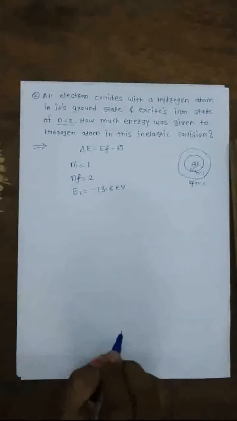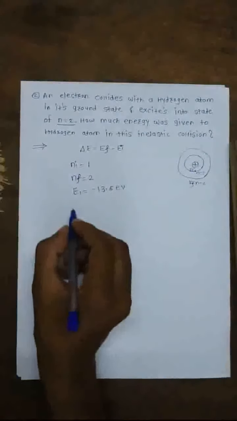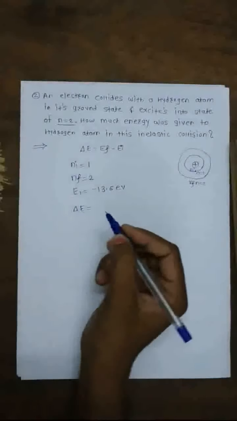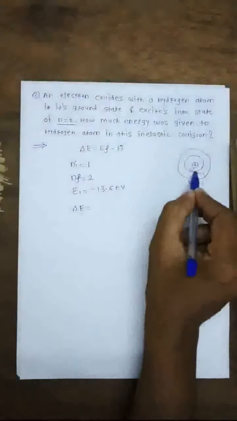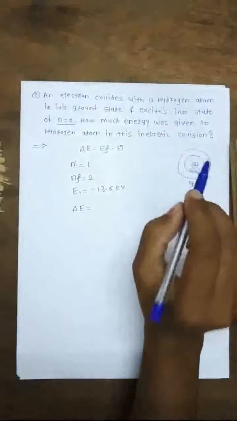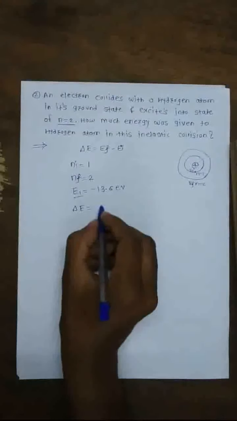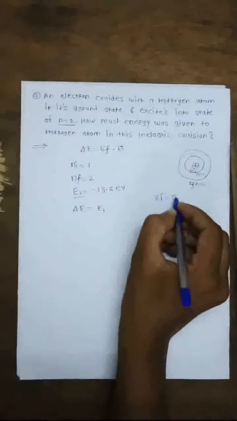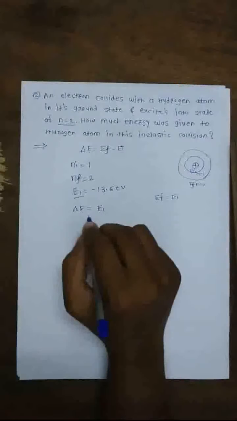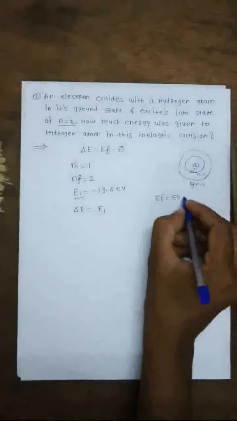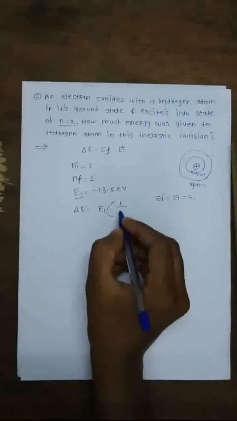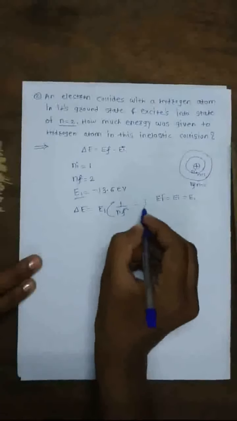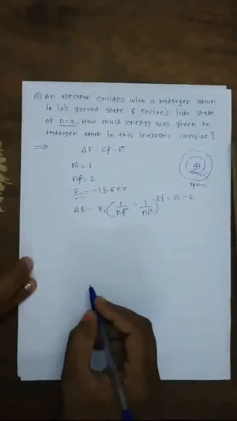Now we have to write the formula of delta E. In an inelastic collision, delta E is equal to EF minus EI. Therefore, delta E is equal to E1 into 1 upon Nf square minus 1 upon Ni square.